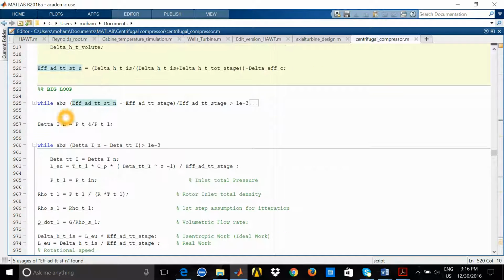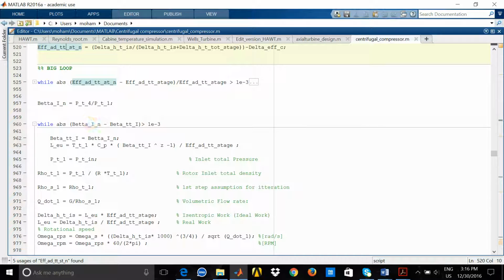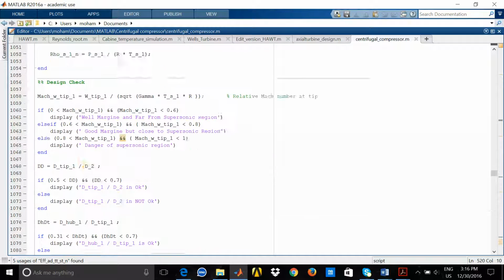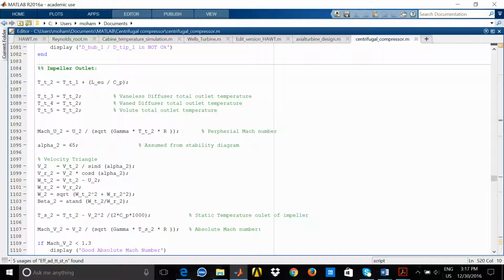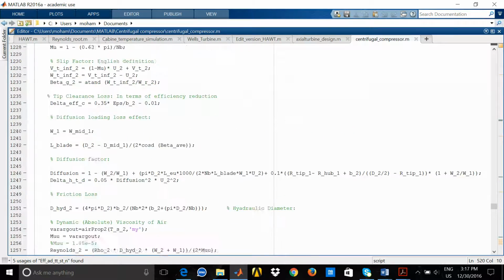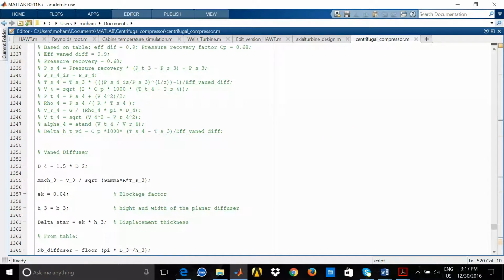Again, I need to have an iteration, a big loop. Then we have to calculate the pressure ratio again. If the pressure ratio is not the same, I need another iteration to keep them all the same. Then design check, impeller outlet. This is all to be repeated again. So let me run the calculations. What is going to happen here?